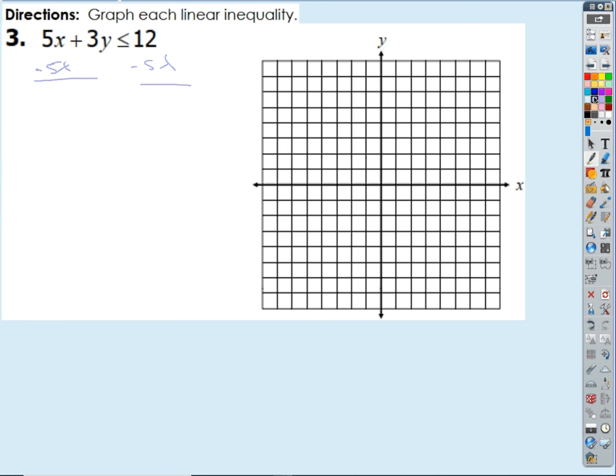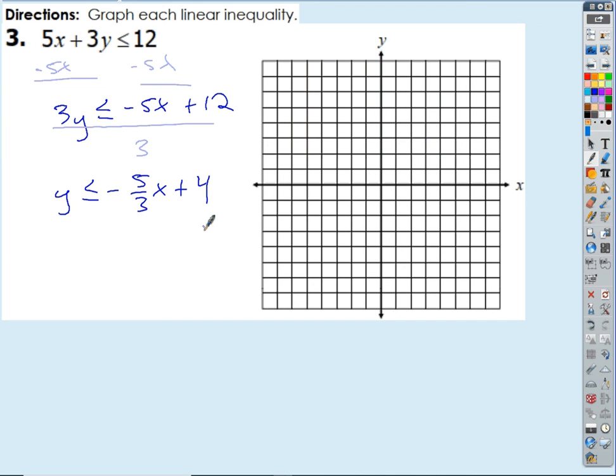And that's going to give us 3y is less than or equal to, let's put the 5x first so it looks like mx plus b. So we get negative 5x plus 12. What's next? Divide by 3. We divide everything by 3. What am I going to get over here? Y. Negative over positive is negative, and can I simplify 5/3? No. Question, Tyler? Yeah. So I get negative 5/3 x, and what's 12 over 3?